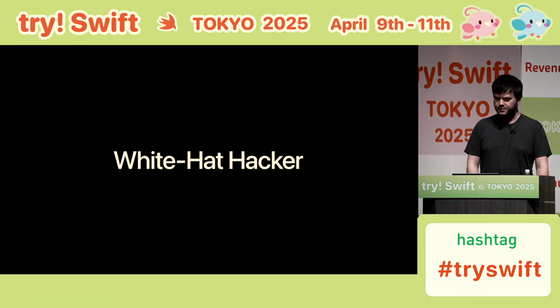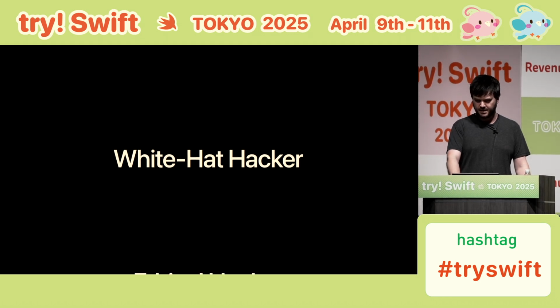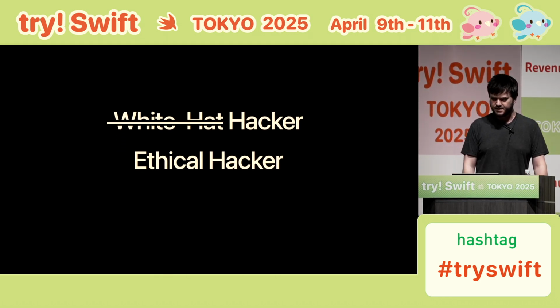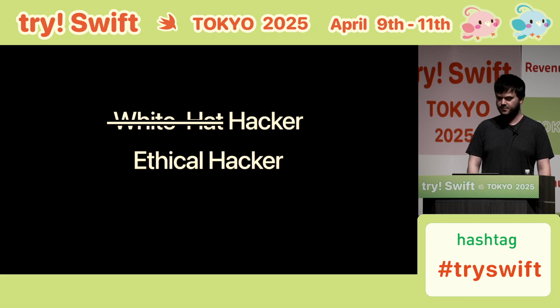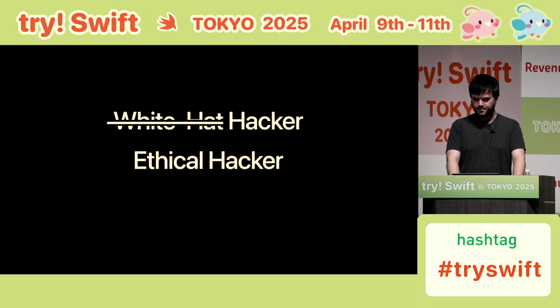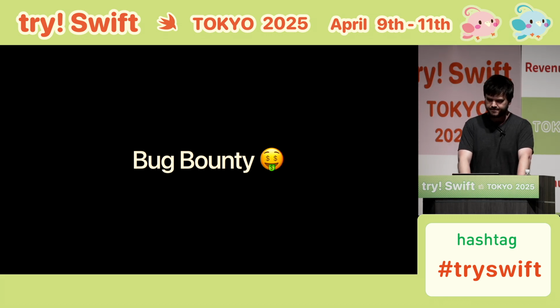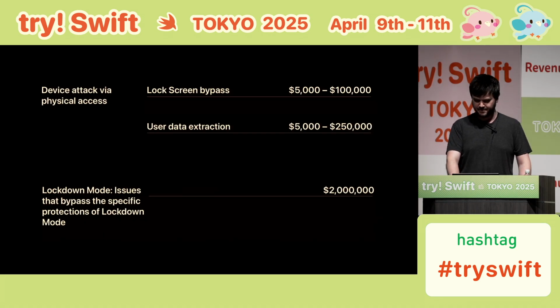That's why the industry has coined the term white hat hacker. I personally prefer the term ethical hacker, which is the person who finds and reports security flaws with the goal of improving security for everyone. You might be wondering how ethical hackers get paid for the work, and a lot of the time is through a bug bounty. So a bug bounty is a program where companies offer financial rewards to security researchers who discover and responsibly report vulnerabilities in their software.